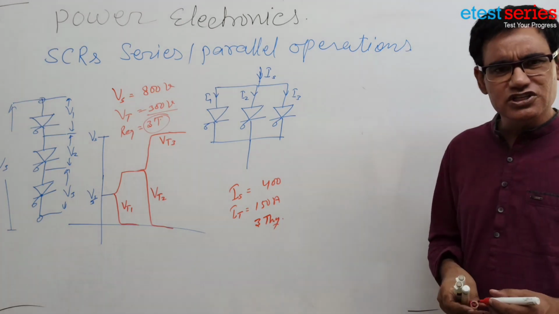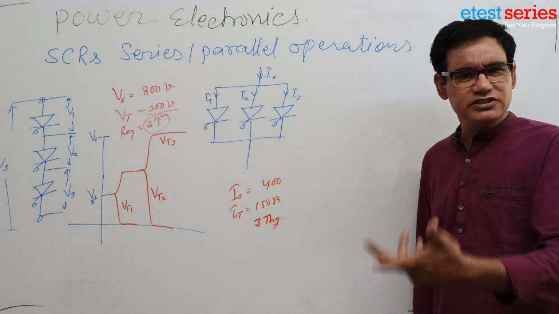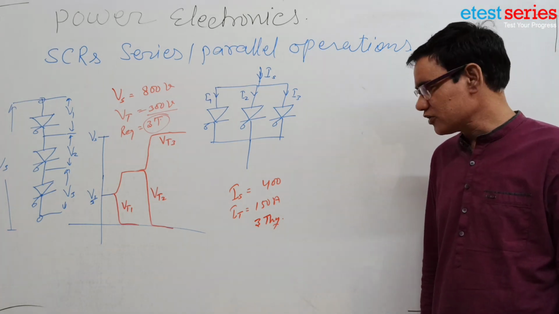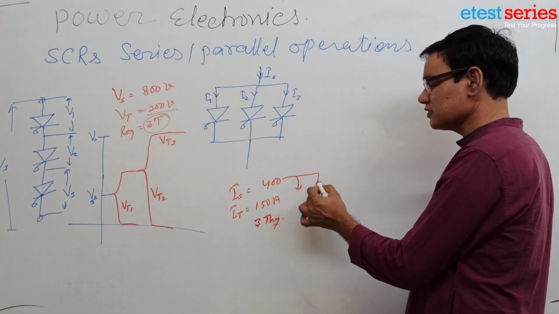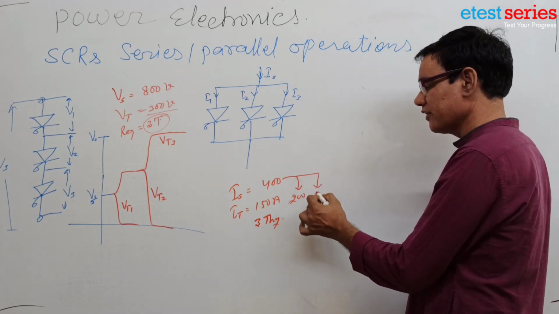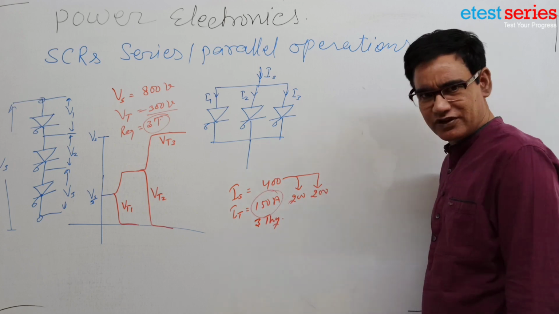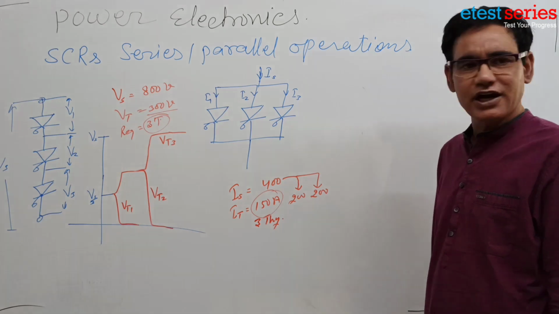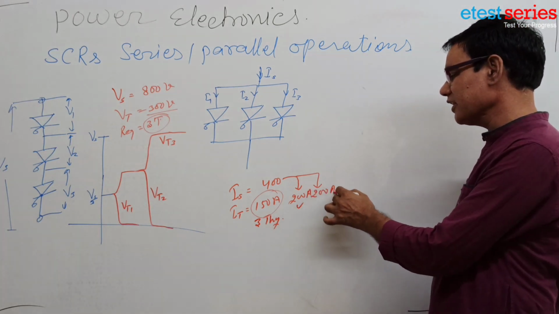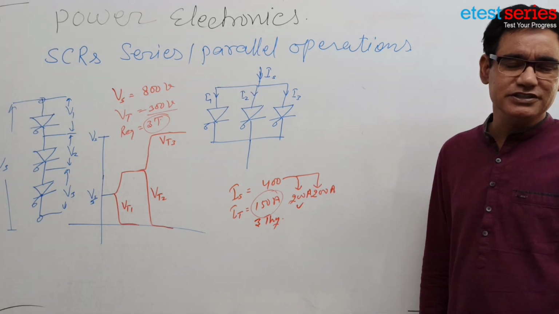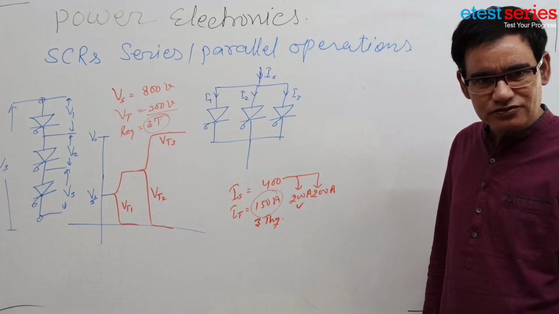So in these conditions we require more thyristors. Suppose that 1 thyristor gets turned off, then the other thyristor has to carry this current. So the current through the 2 thyristors is 200 and 200. What happens? The rated current of 1 thyristor is 150, so that current is higher than the rated value. This 200 ampere is higher than the rated value. So definitely the SCR will heat up, and due to the heating, it will get damaged.